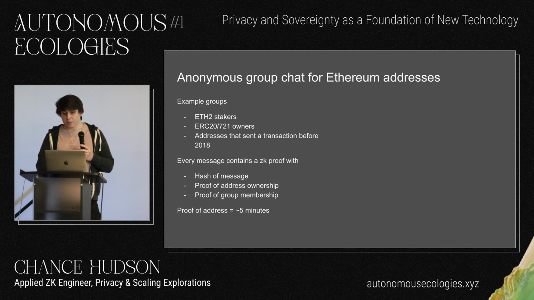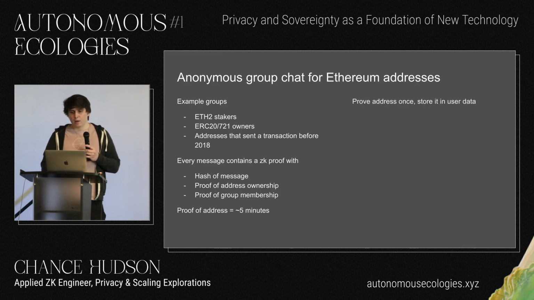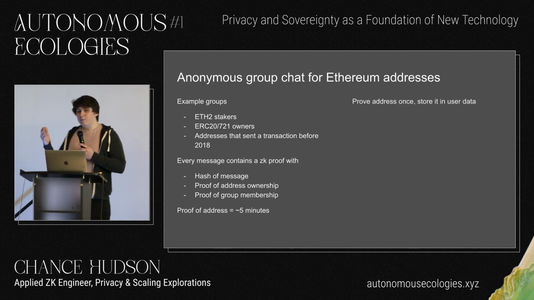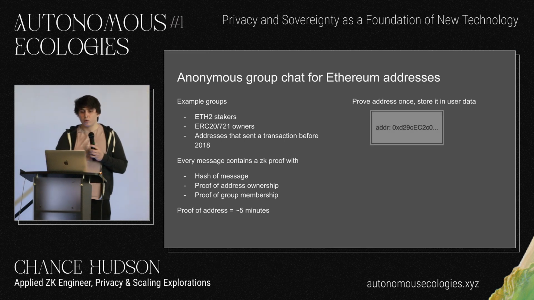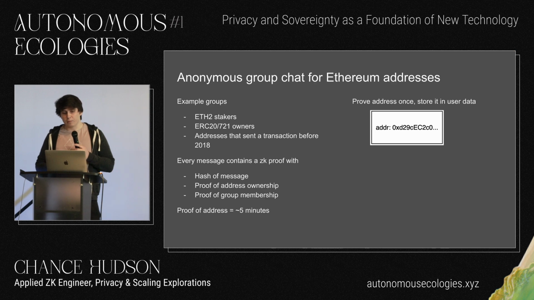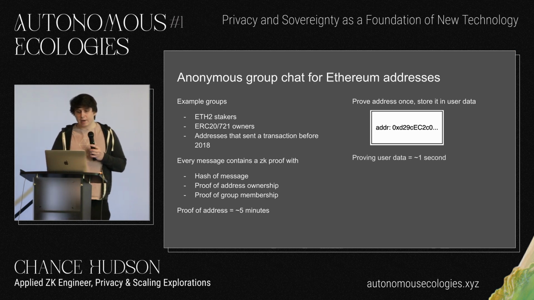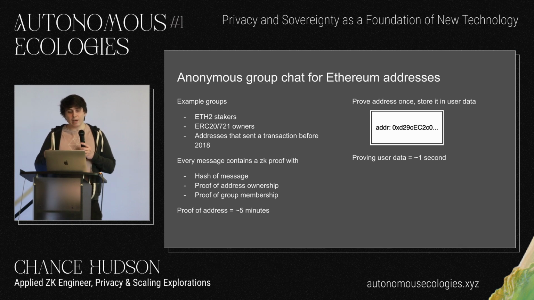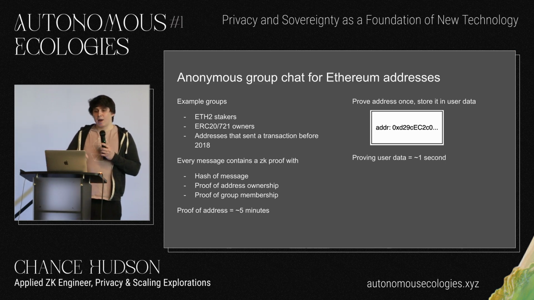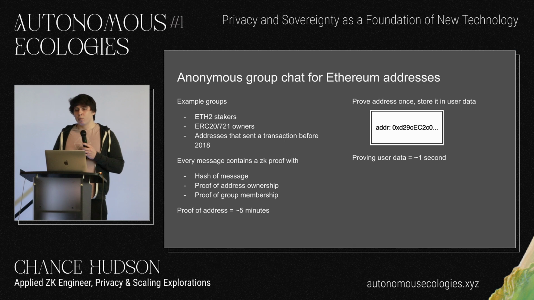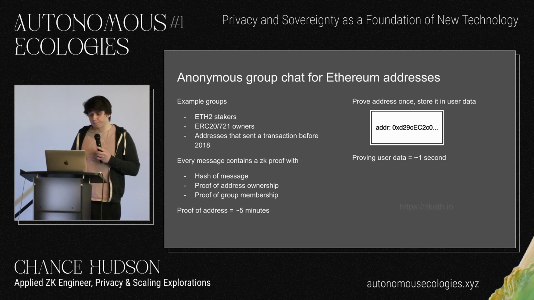So how can we fix this using anonymous user data? What we do is we make this 5-minute proof once, and then we store it in the user data as just like address is this value. And now when a user wants to send a message in this group, they instead make a proof of user data as well as a proof of group membership, and that instead takes about 1 second. But you still have the guarantees that the user controls the address and you retain anonymity for every message.